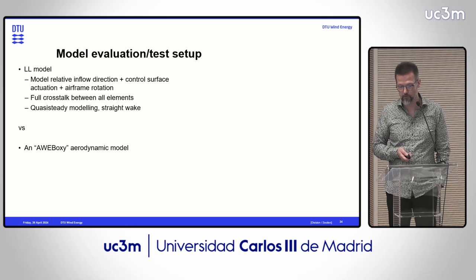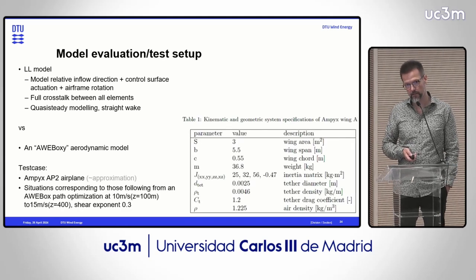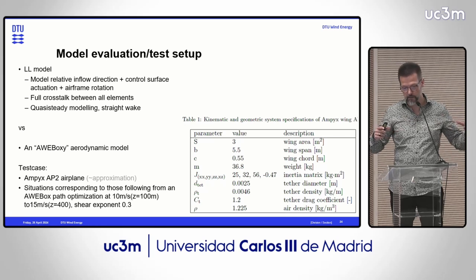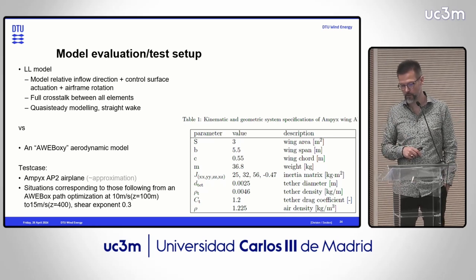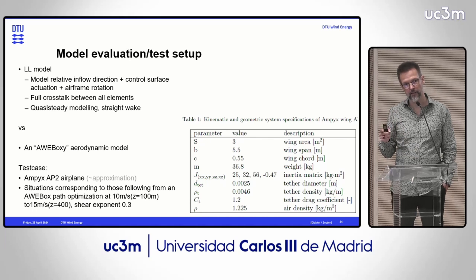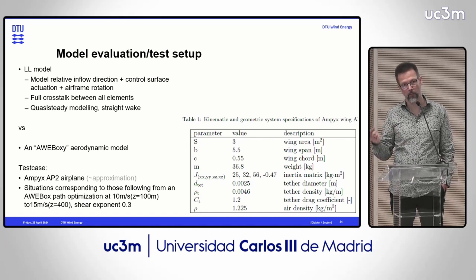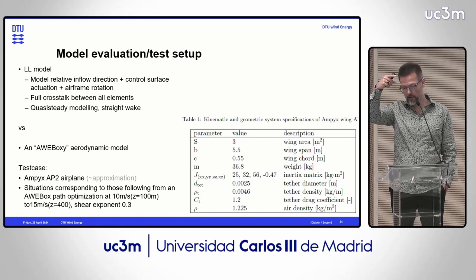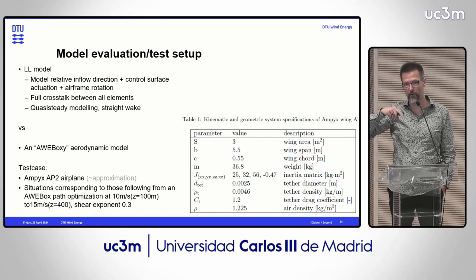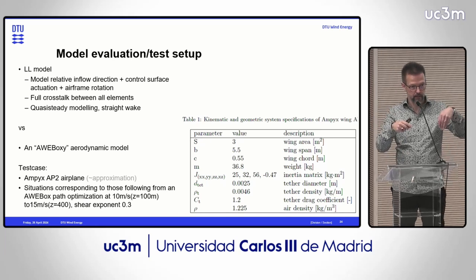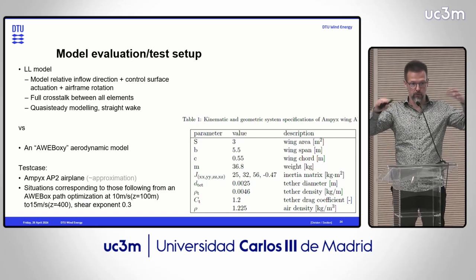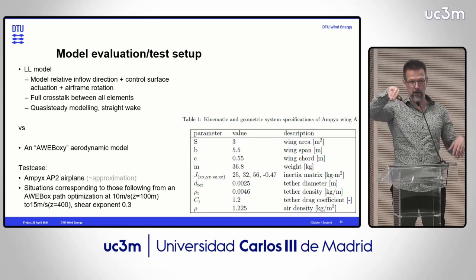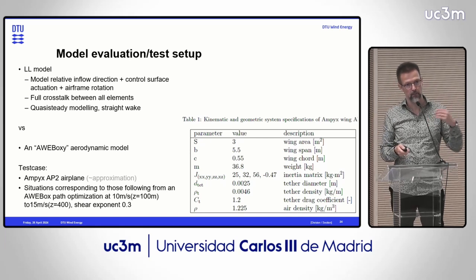So this is what I'm trying to do here, and the test case is this that I showed before, the Ampix AP2 approximation. And I'm looking at situations that correspond to those seen from an Airbox path optimization that we ran, so like 10 meters per second at 100 meters height and a shear exponent of 0.3, running the AP2 model. And then I get a range of angles of attack, side slip angles, control surface deflections, and airplane rotations. And this is really what the model uses as input.